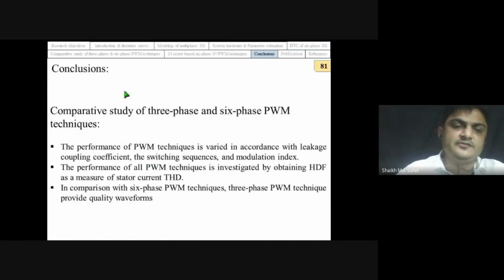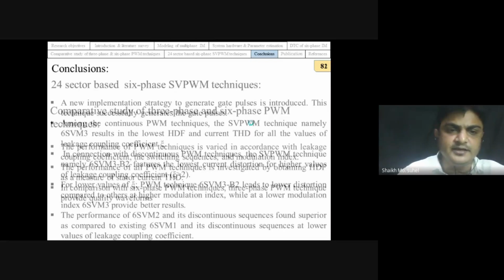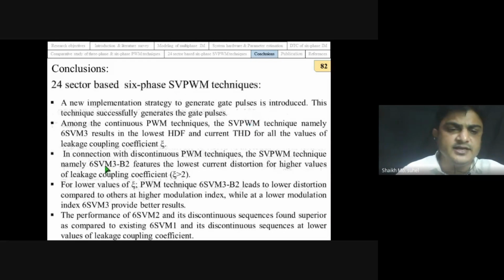Conclusion. Let us start with our first research objective, that is the comparative study of three-phase and six-phase PWM techniques. What we have observed here is that the three-phase PWM technique can reduce harmonics effectively in comparison with the six-phase PWM technique.